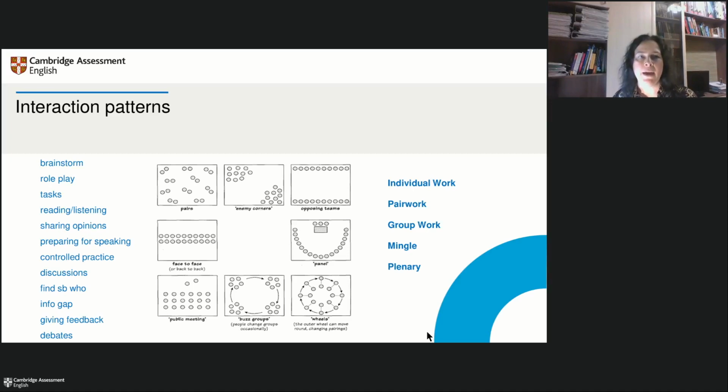Okay. How about a role play? Which interaction patterns would you choose for a role play? Well, depending on the roles, of course, but let's assume it's like a shop assistant and someone who came to buy something. Pairs, definitely. Awesome. Okay. Let's pick up something from, I don't know, from another area, like controlled practice, how it should be done. That might be a little bit tricky.